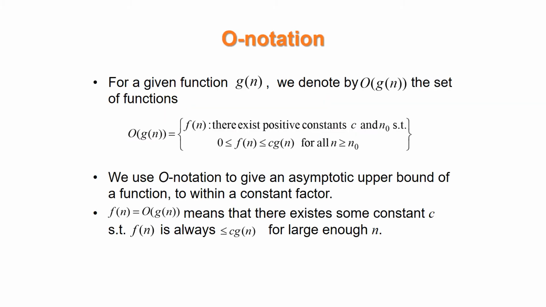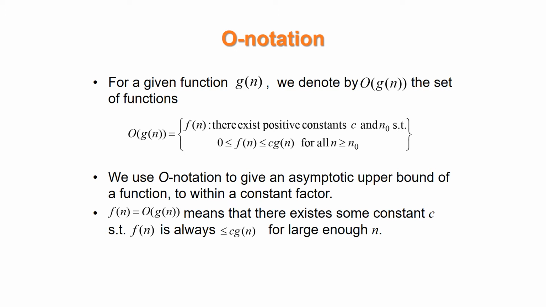O notation. For a given function g of n, denoted by O of g of n, the set of functions O of g of n is defined by: f of n such that there exist positive constants c and n node such that 0 is less than or equal to f of n, which is less than or equal to c g of n, for all n greater than or equal to n node.